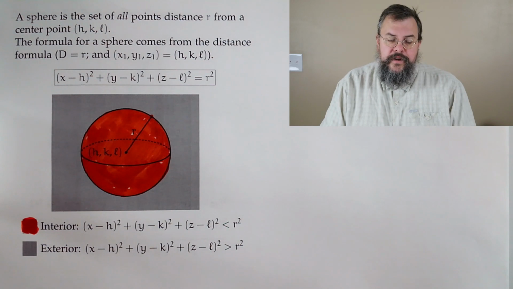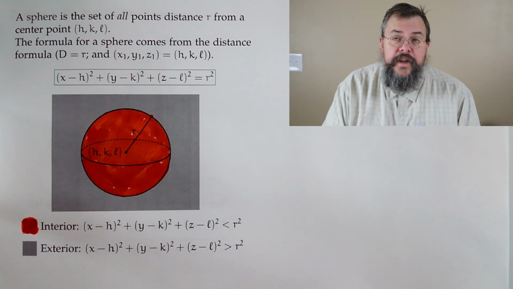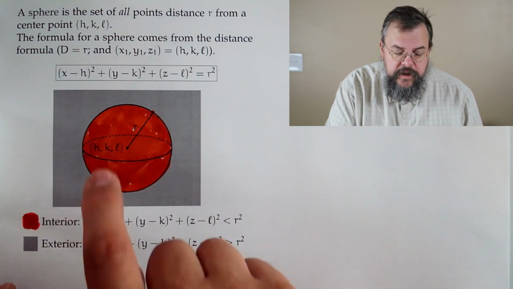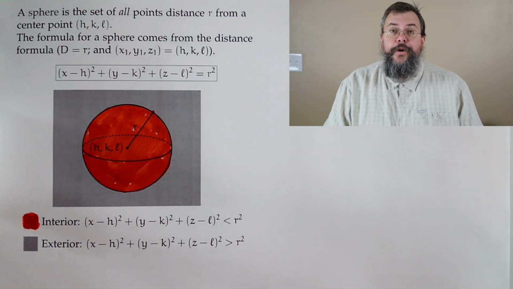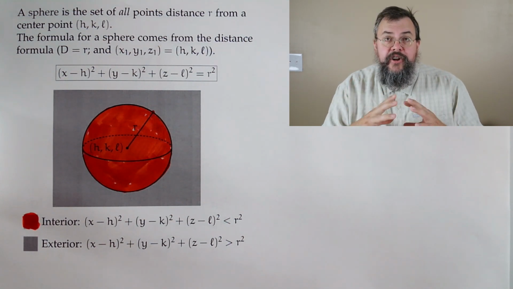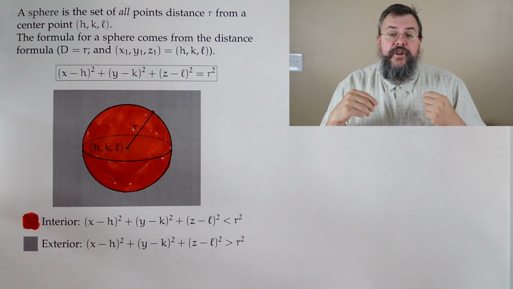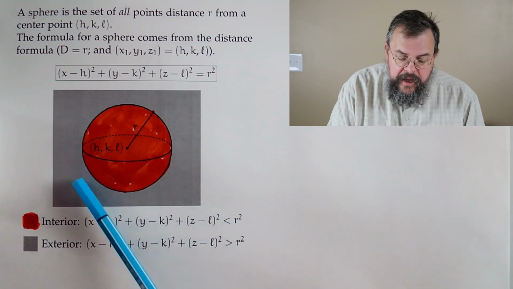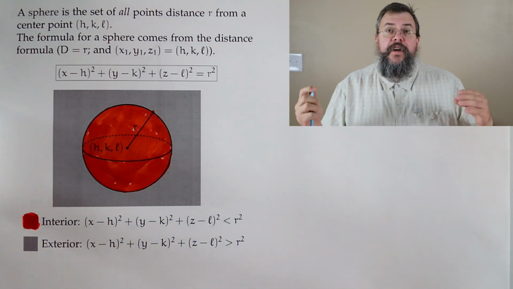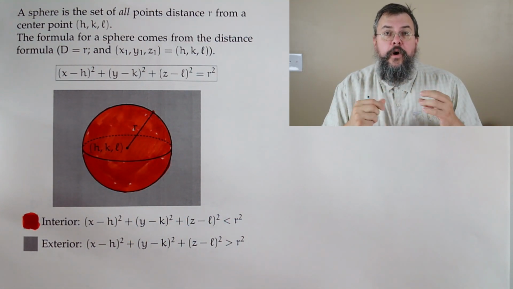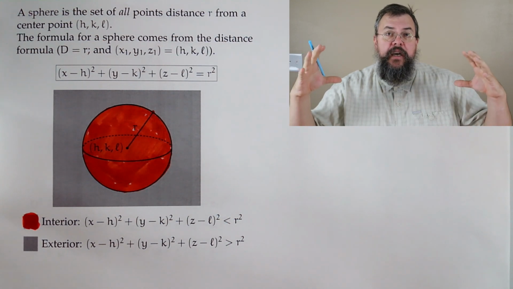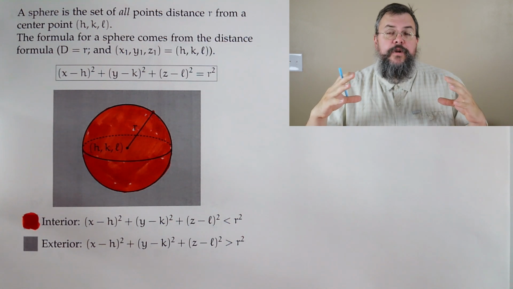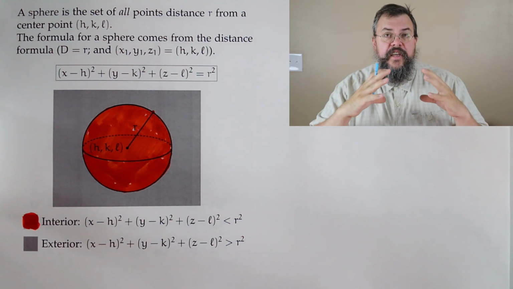All right, so here's our picture. We have our center, (h, k, l). We have our radius going out to the outer edge, and there's our set of points. Now, if we want to talk about the interior or the exterior, we need to change our relationship. Currently, the equals is just the shell. If we want to be on the inside, I need to be closer than that outer shell. So the interior would be when our distance is less than r.